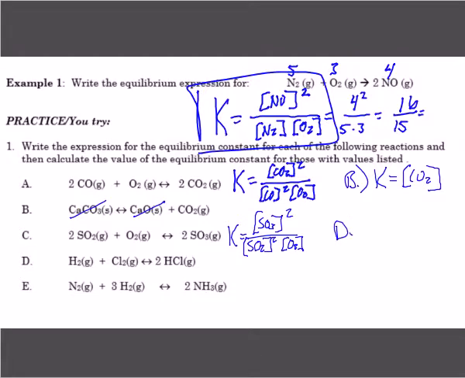Letter D, it's going to be K equals the concentration of HCl squared divided by the concentration of hydrogen times the concentration of chlorine. Why do those have 2s there? They're diatomic, part of Brinkelhoff.